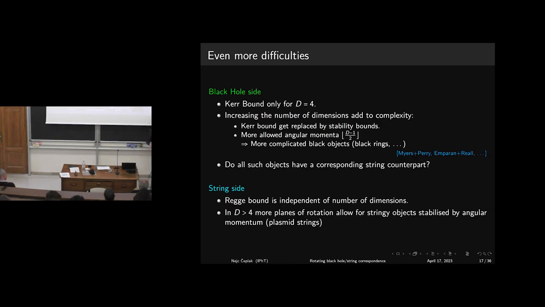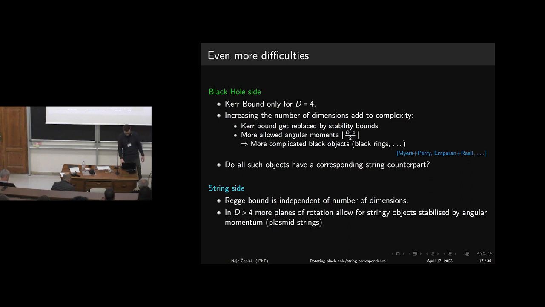On the other hand, if you go to higher dimensions, it becomes even more apparent. In higher dimensions, first of all, the Kerr bound is replaced by a slightly softer bound, which is just a stability bound. So you can have solutions which have a higher angular momentum, but they won't be stable. And because you have more independent planes of rotation, you are allowed more complicated objects. Especially in five dimensions or higher, you're allowed black rings, for example. So then the question is, how many of those objects can we track down as we change the string coupling and reproduce their entropy, if they exist?